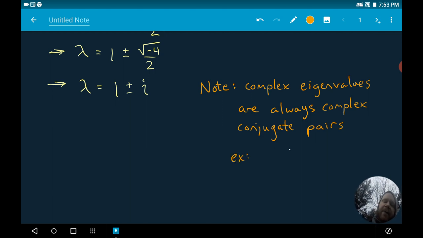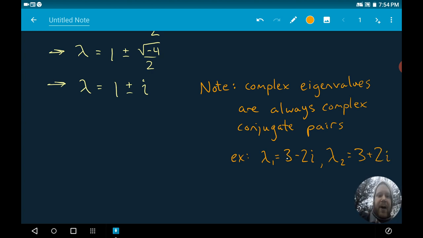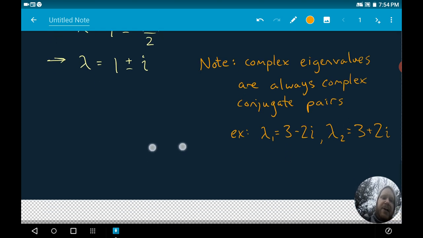An example of a complex conjugate pair would be if lambda 1 was equal to 3 minus 2i, then that means that we also have lambda 2 is equal to 3 plus 2i. Right, so complex conjugate means we don't do anything with the real value, but the sign of the imaginary portion of this complex number always changes. So minus 2i, plus 2i, 3 stays the same.